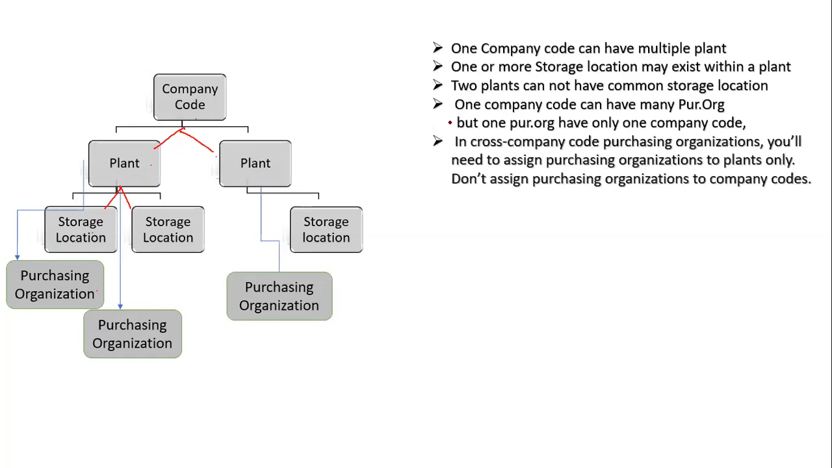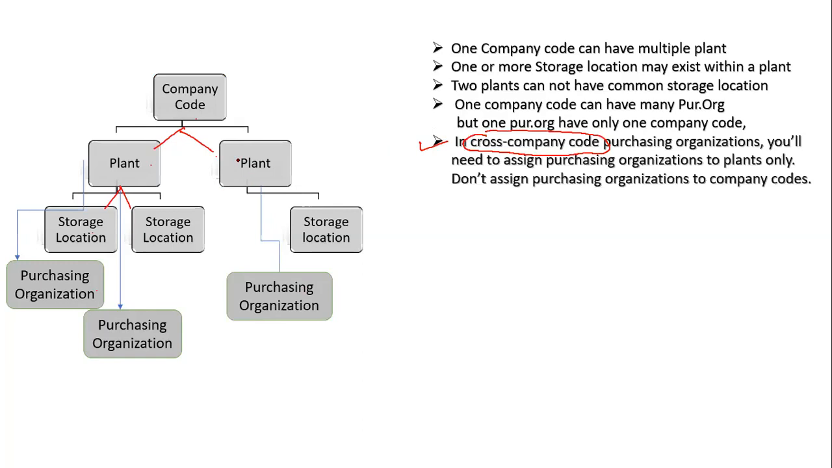Now, one company code can have many purchasing organizations, but one purchasing organization has only one company code. In a cross company code purchasing organization, we will assign the purchasing organization to plants only. We don't assign the purchasing organization to a company code. This is the most important point. Just remember, we don't assign the purchasing organization to a company code in the case of cross company.